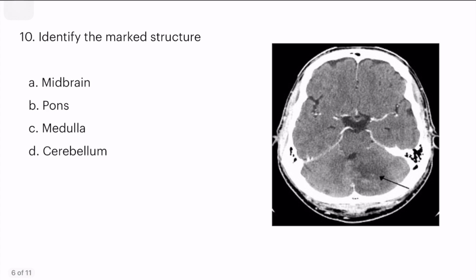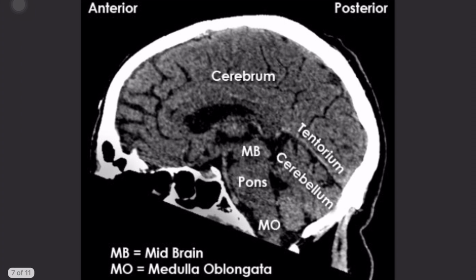Next. This one is also a straightforward question. They've asked to identify the marked structure. And here the marked structure is the cerebellum. So first we'll see the images. In this cut section, we are able to clearly appreciate the midbrain, pons, and medulla. And the cerebellum is placed posteriorly.